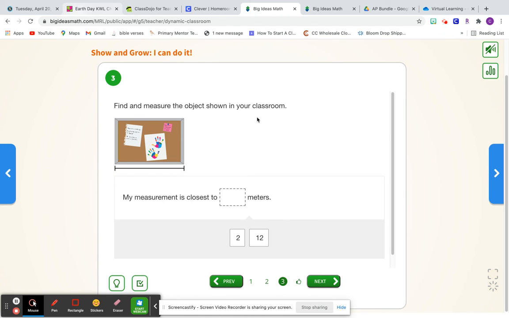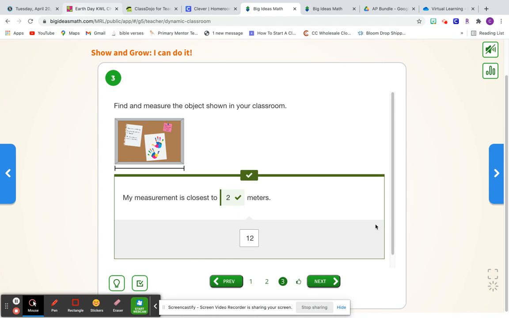Measure the objects shown in your classroom. So a cork board that goes on the wall, we're measuring it in meters. This would be about 2 meters, like the shelf.